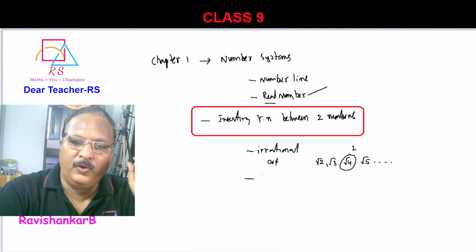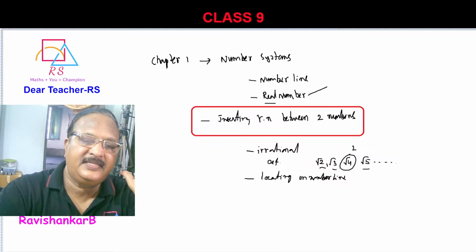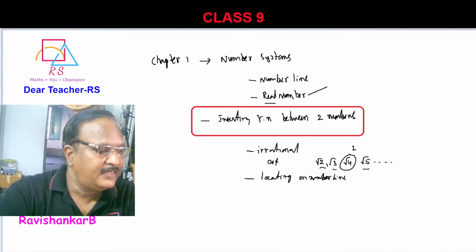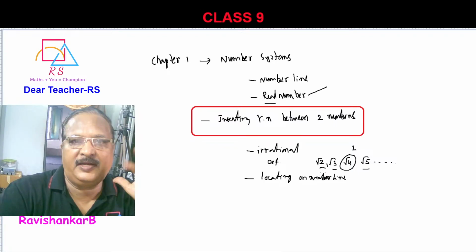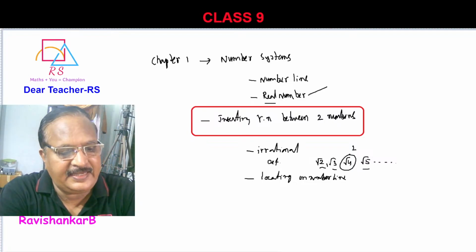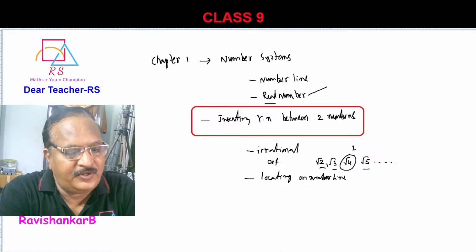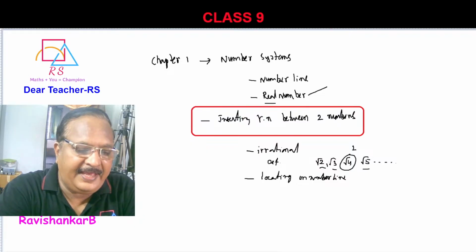Then, locating on the number line. I told you now, the number line is a very, very important concept. So all these root numbers, you have to represent and locate on the number line. In the textbook, locating root 2 on the number line is given. Root 3 on the number line example is also given. And in the exercise, some more questions were given. Root 5 can be represented on the number line, etc. Very, very important. A spiral diagram is also given.